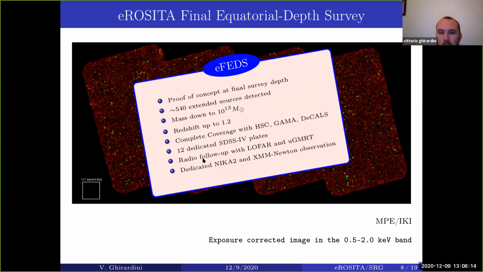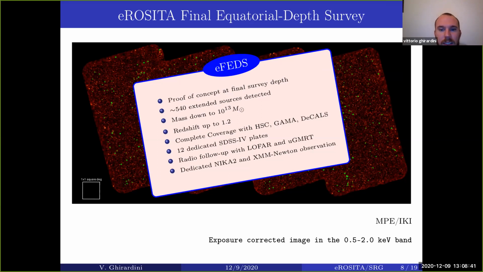Moreover, we also have recently completed some 12 SDSS plates, which are very useful because they will allow us to measure spectroscopic redshifts for all of the systems. Up to now, these surveys, HSC and DECaLS, which are the ones that cover the most area, give us just photometric redshifts, but those are still quite useful.